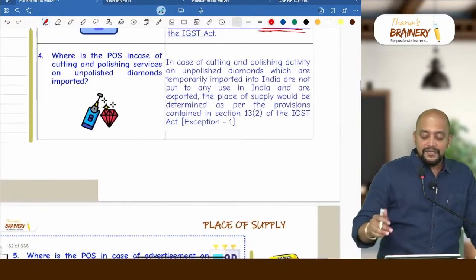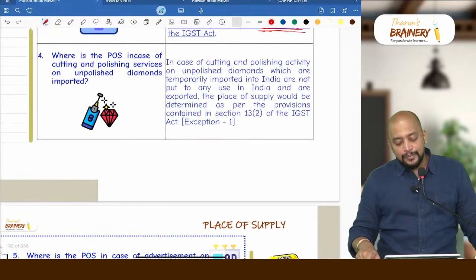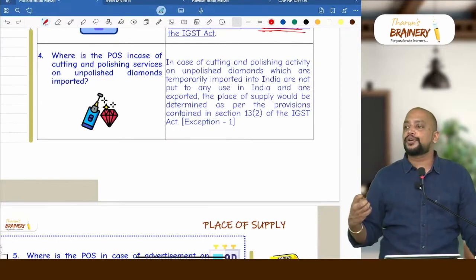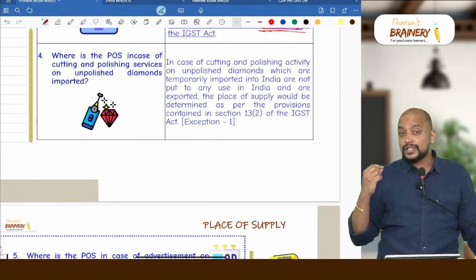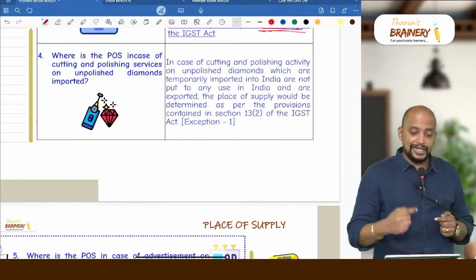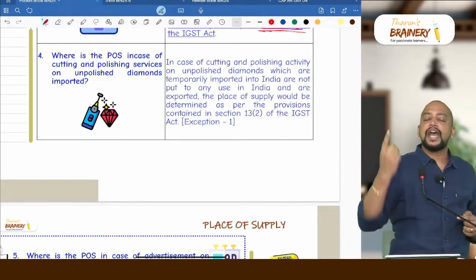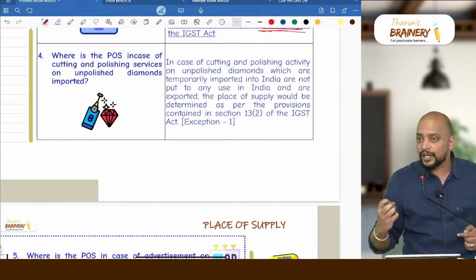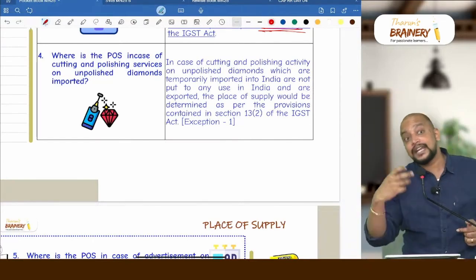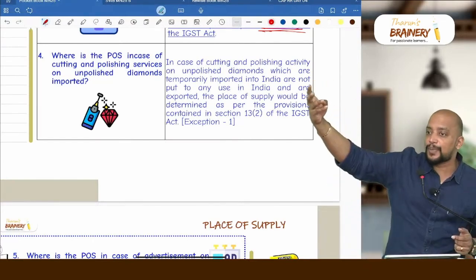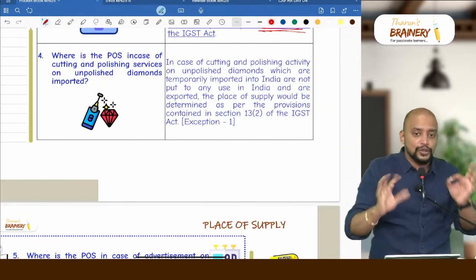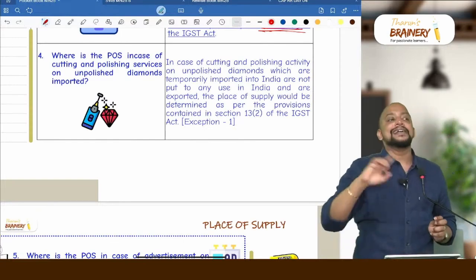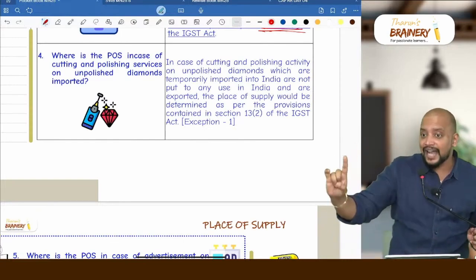The next one, where is the place of supply in case of cutting and polishing services on unpolished diamonds imported? Whenever we are importing some unpolished diamonds, doing polishing and cutting, and exporting them, we have exception number 1. Exception number 1 says if goods are temporarily imported for carrying out repairs or any process and are exported after repairs or process without being put to use, the location of recipient should be taken as the place of supply. It is not the location where services are actually performed.